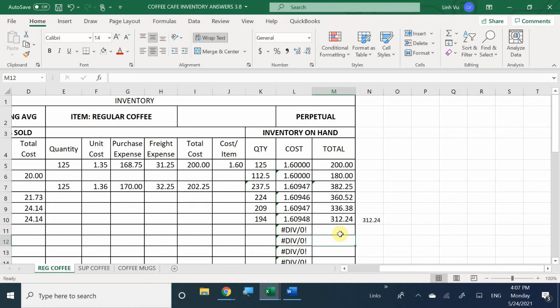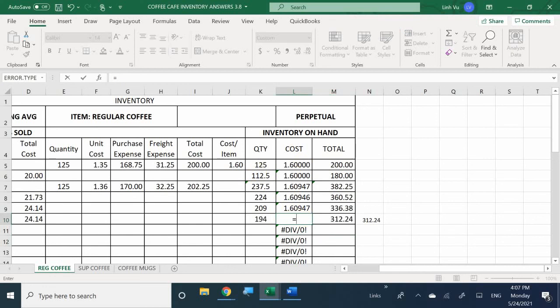And what you're trying to do is solve for the cost per item, which in this case is going to be equal your total cost divided by your quantity of 194, to get an average cost per item of 1.60948. So this is what we're calculating, not your total cost.